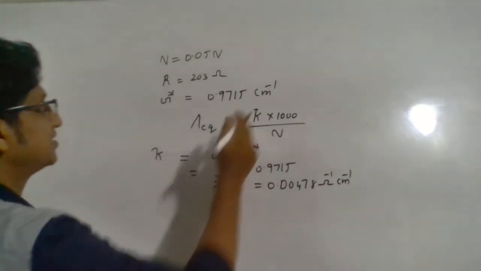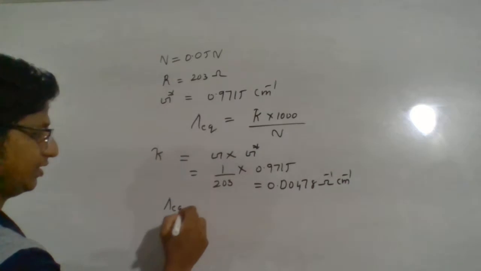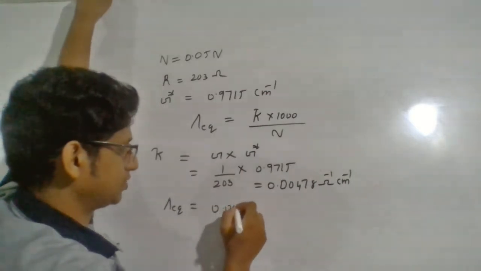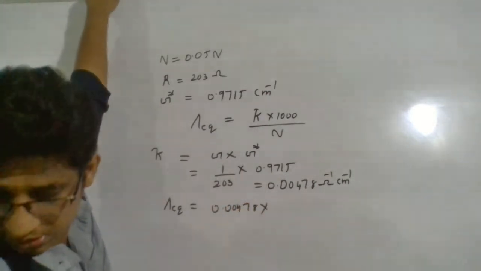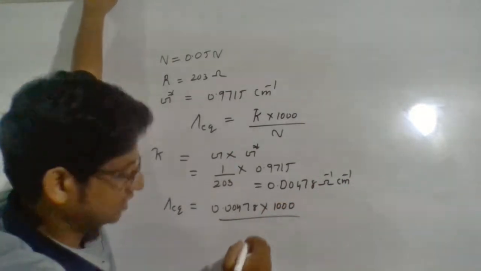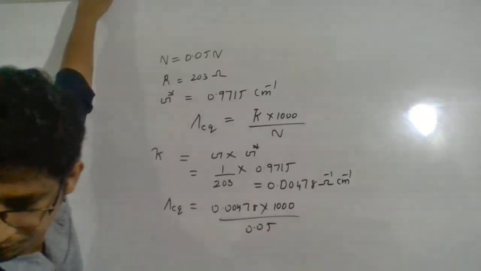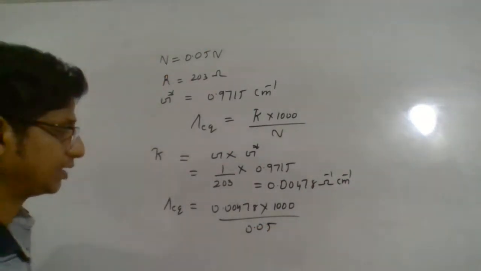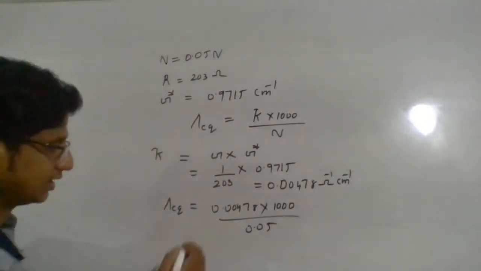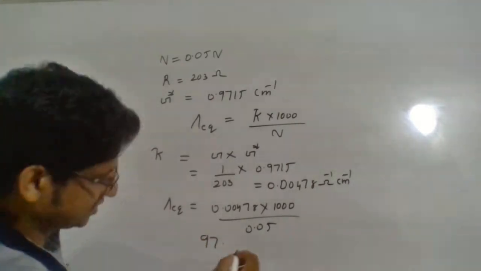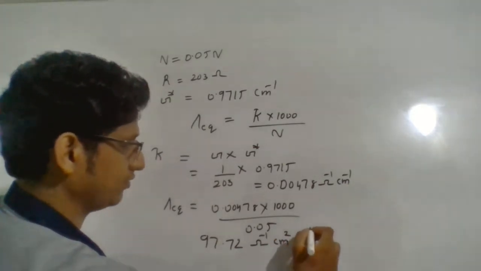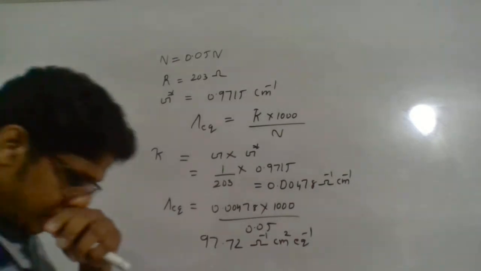That is done. Now just apply in this equation: lambda equivalent is equal to kappa, 0.00478, into 1000 divided by normality, which is given as 0.05. So that's all about equivalent conductivity. You express this and you will get an answer of 97.72. The unit is important: ohm inverse, centimeter square, equivalent inverse. So that's our final answer.